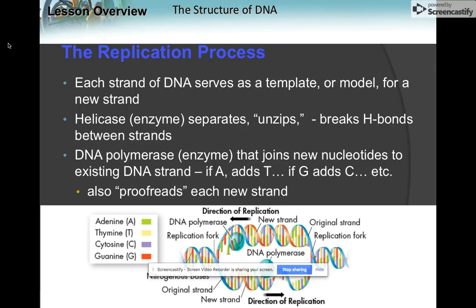It's very important that you remember what these two enzymes do. Don't get them confused with each other, because then you're going to become very confused yourself. So helicase, it unzips. Polymerase lays down new nitrogen bases.